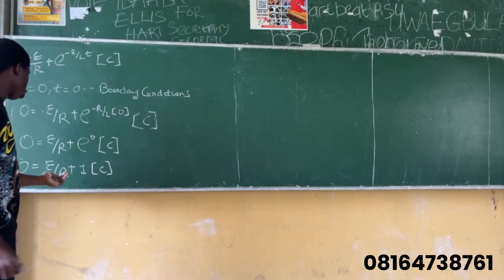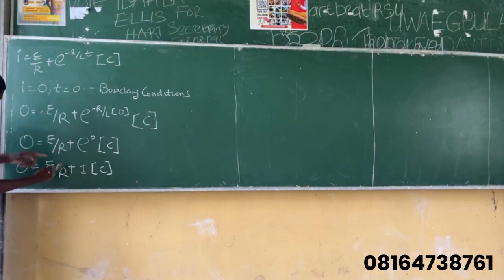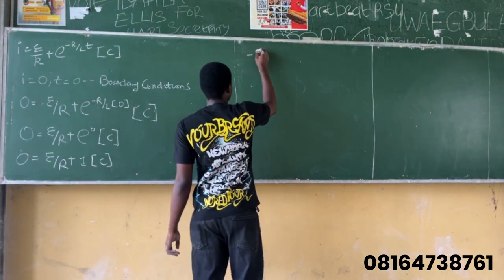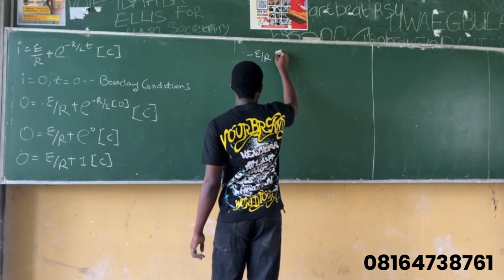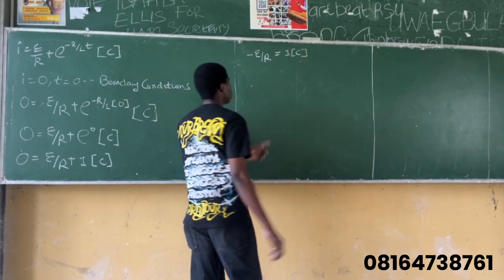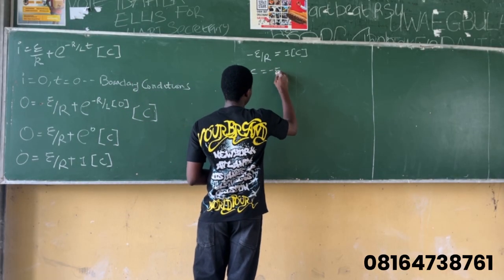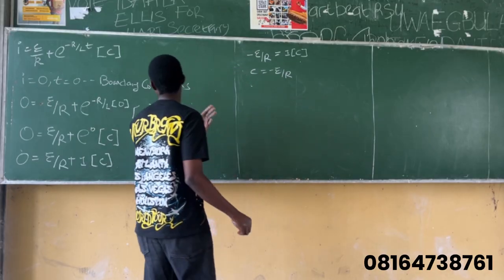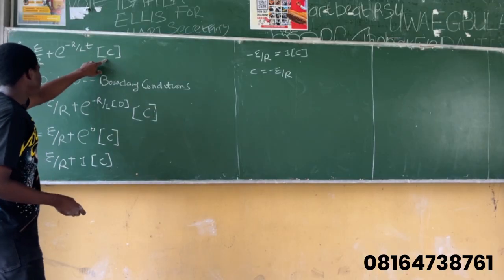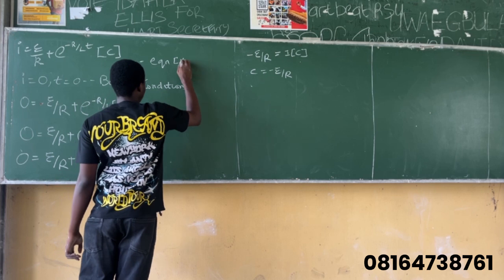Now, from this equation, we make C the subject of the formula by taking E over R to the left-hand side. So minus E over R is equal to 1 multiplied by C, which is the same thing as C, so C is equal to minus E over R. Now we have gotten our C from the equation. We'll simply substitute it back into this equation. Let's call this equation asterisk.